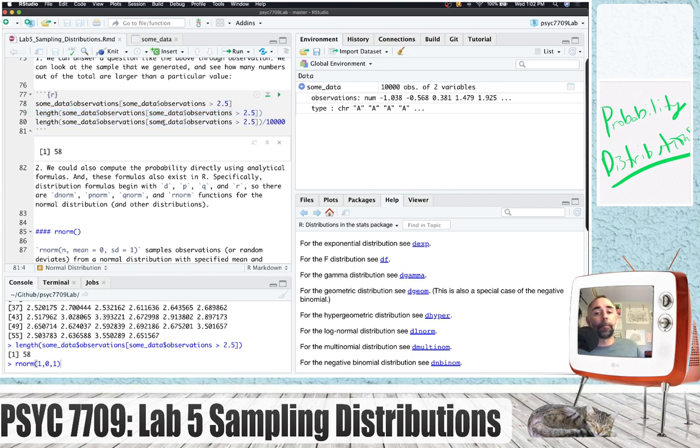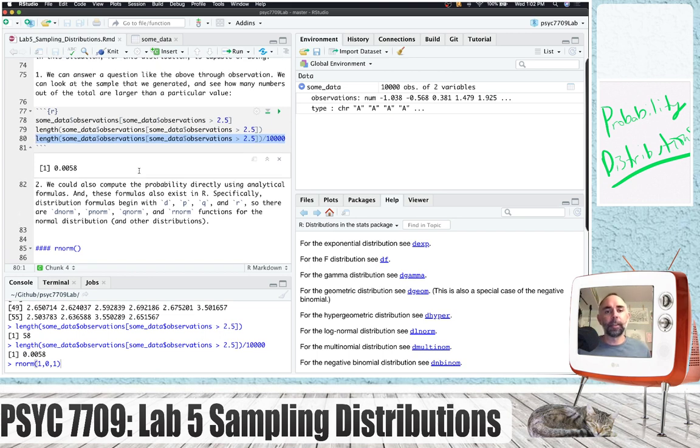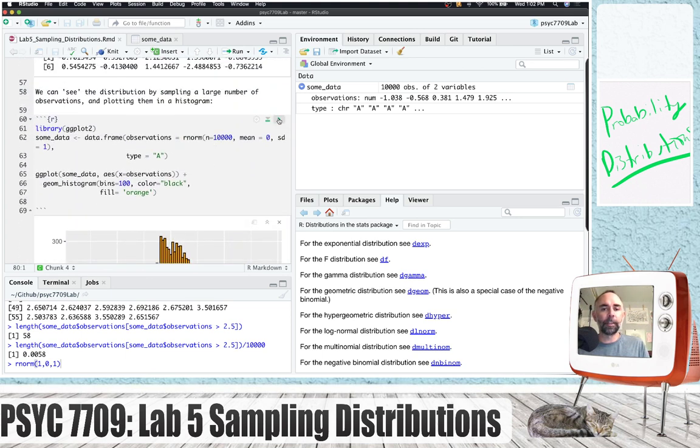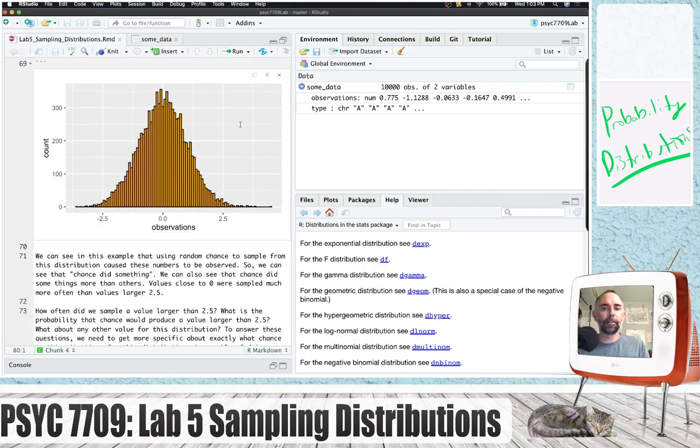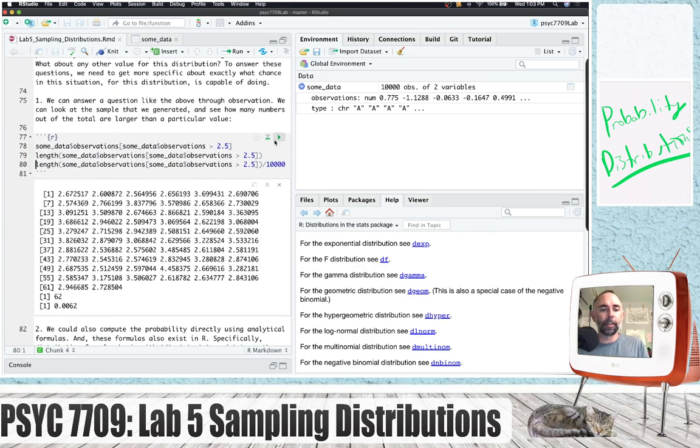And if I wanted to calculate the proportion of values out of 10,000 that were greater than 2.5, I could divide by 10,000. And so I get 0.0058. So based off of this simulation, I can say that there's a pretty small probability. The probability is 0.0058. Now, is it exactly this number? If I did this all again, for example, I'm going to resample by pressing play. That's going to sample 10,000 new numbers. Do all of this again, and I get 0.0062 because there were 62 numbers above 2.5.